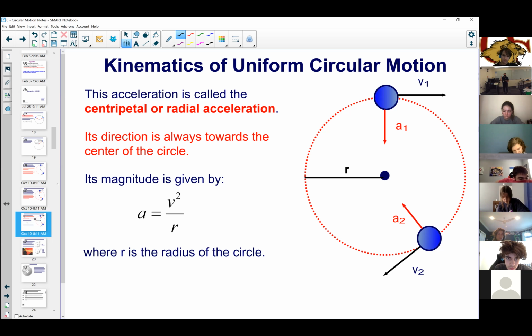And also, again, reminding you that it is called centripetal. Now, some books do refer to it as radial acceleration, but I've never heard it called radial force. So generally, you'll see centripetal acceleration and centripetal force.